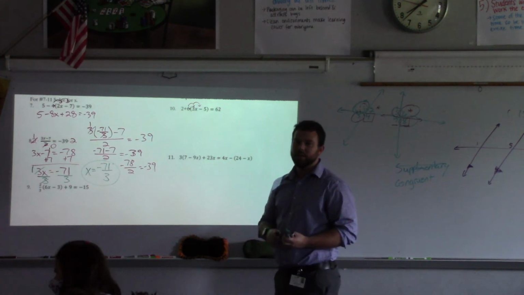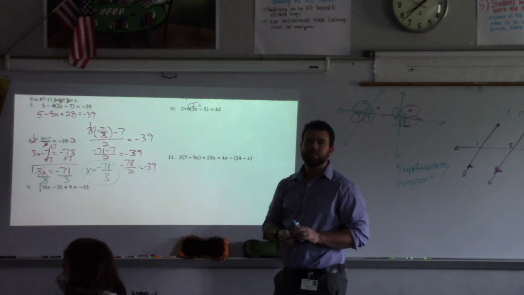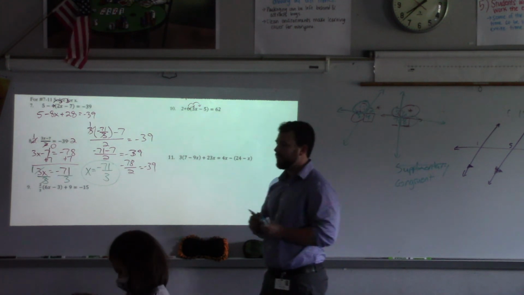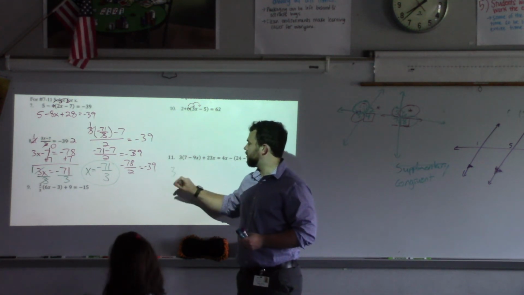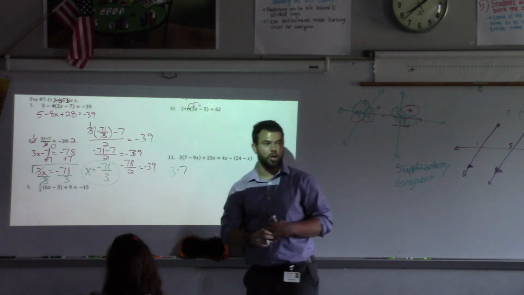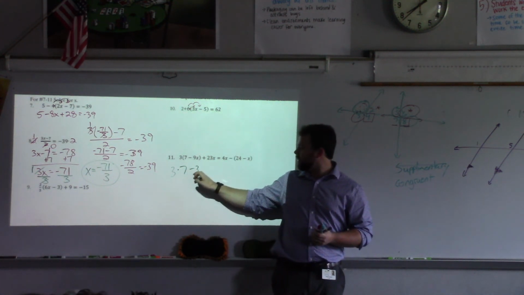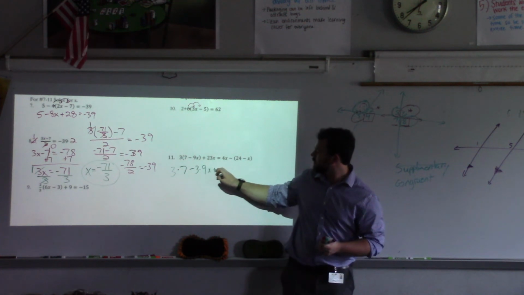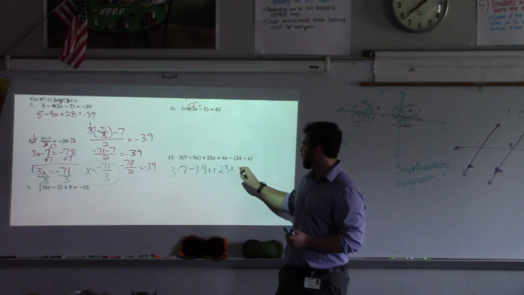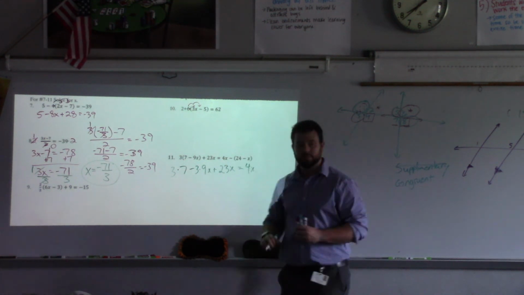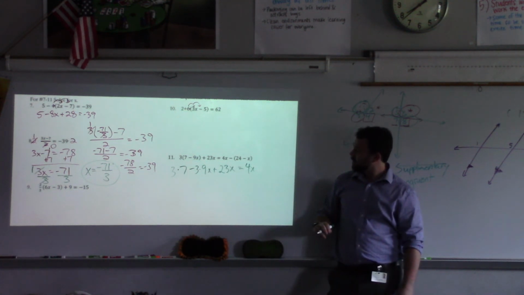So, please notice, if you are struggling with distribution, show it. Take that extra second, do 3 times 7. Show it being distributed. And then minus 3 times 9x. Y'all okay over there?